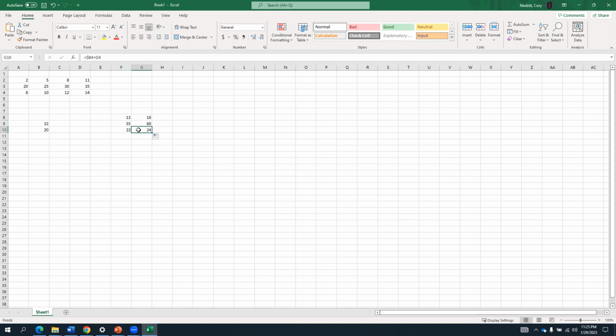And then when we scroll over here, now we're going over to D because we didn't hold that column constant. We didn't hold this row constant either. So once I copy this over here, you still have B4, which is 10, but you're adding it to D4, which is 14. And that's how that works. All right, that's how you use formulas.